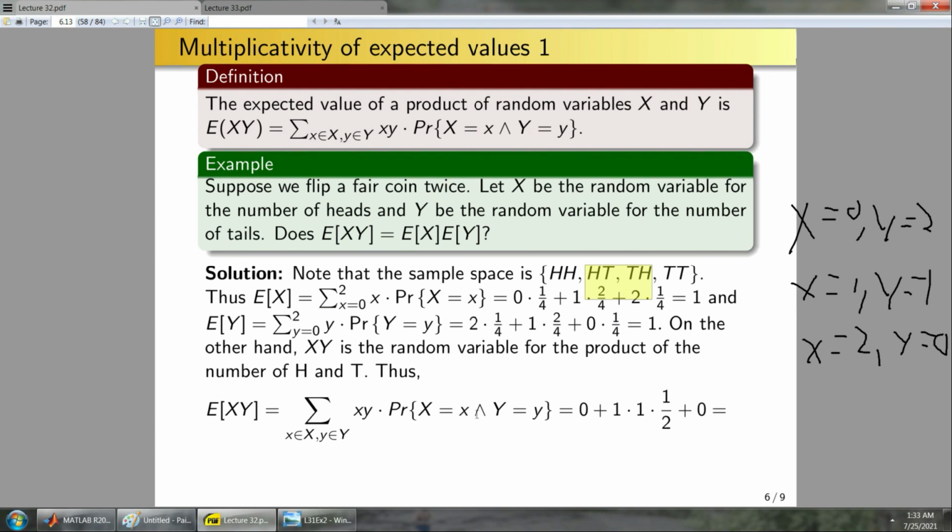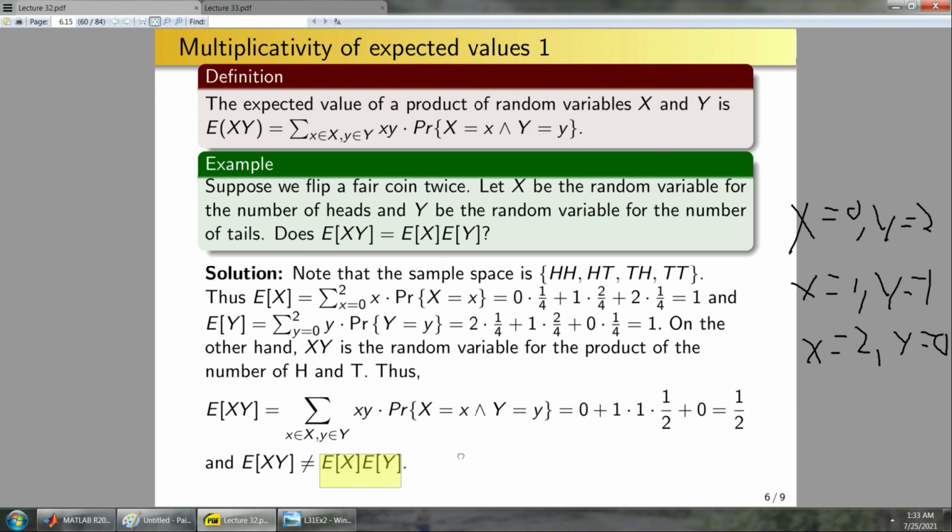There are 2 options that give me a heads and a tails, and there are 4 total options, so 1/2. And finally, in this last case, y is 0, so this term is 0, so the whole thing is 0. So the expected value of x times y is simply equal to 1/2. Well, the expected values of x and y were both equal to 1, and 1 times 1 is 1. Does 1 equal 1/2? No. So in this case, this is not true, and the expected value of x times y is not equal to this.